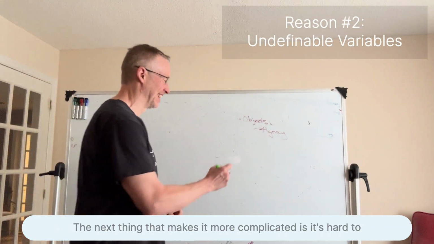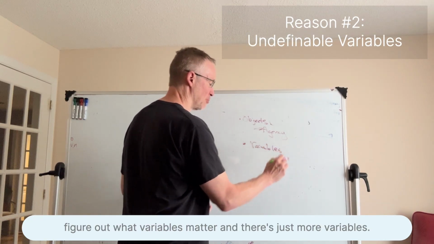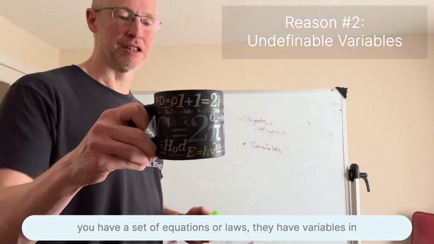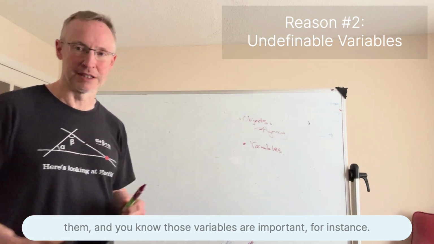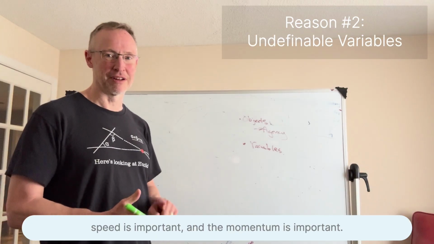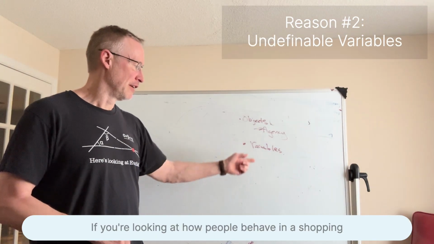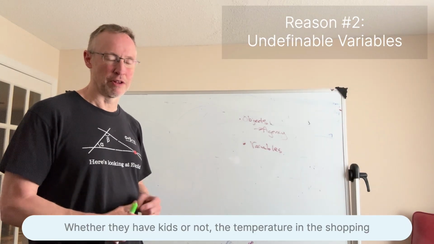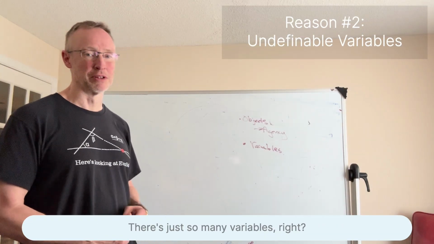The next thing that makes it more complicated is it's hard to figure out what variables matter, and there's just more variables. So if you want to describe something mathematically, anytime you have a set of equations or laws, they have variables in them, and you know those variables are important, for instance. So, in F equals ma, the position's important, and the speed's important, and the momentum's important. And so you can figure out what a system's going to do. If you're looking at how people behave in a shopping mall or something like that, what's going to be important, whether they have kids or not, the temperature in the shopping mall, what they're getting that day, etc., etc. There's just so many variables, right?